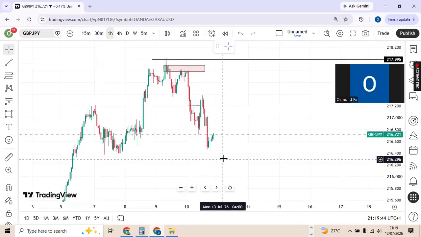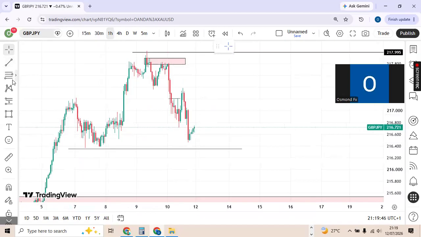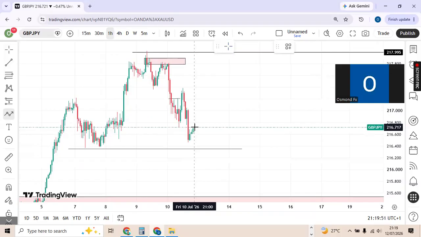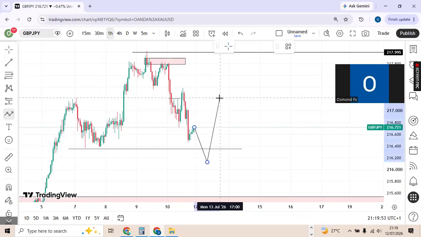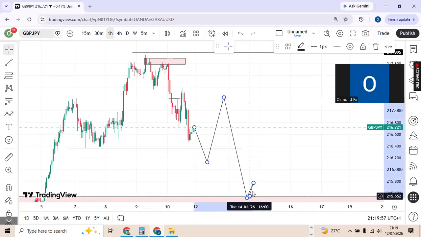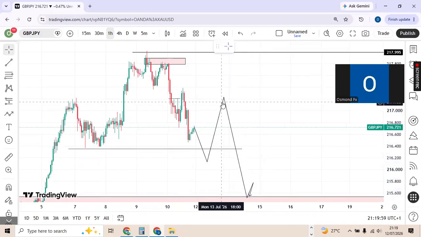So I'm expecting the market to come and take out this low. Maybe you're going to see something like this: take out this low, you retrace to the upside, then boom to this downside. So this is what we are going to be expecting from GBP JPY.